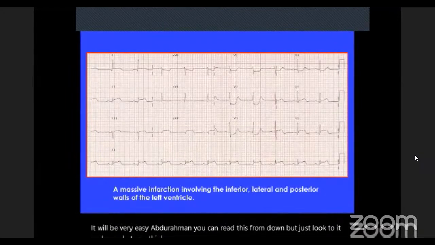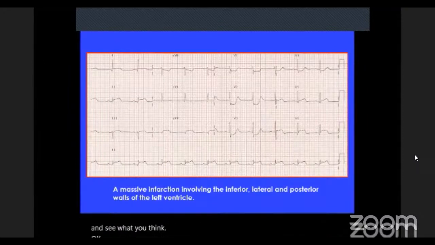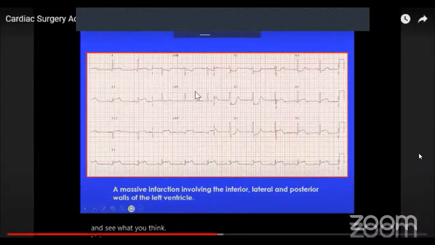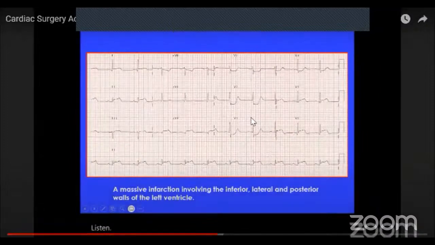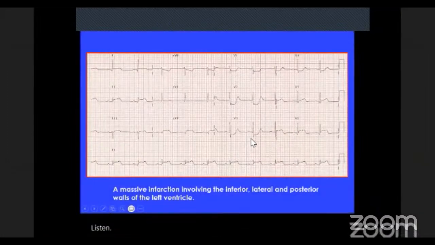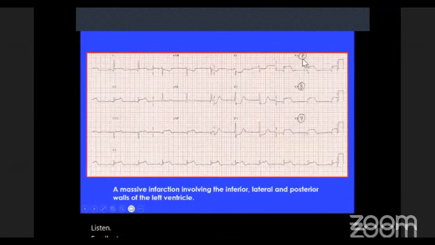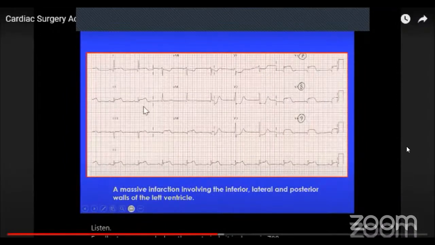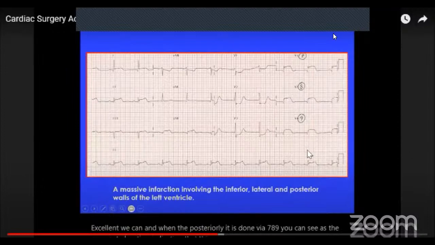Okay, Faisal Ghamdi, please. It is in the inferior leads, and because there are some reciprocal changes in the anterior, we consider there is a posterior MI. Excellent. And when the posterior leads are done, V7, 8, and 9, you can see ST segment elevation, indicating that this is inferior and posterior myocardial infarction.